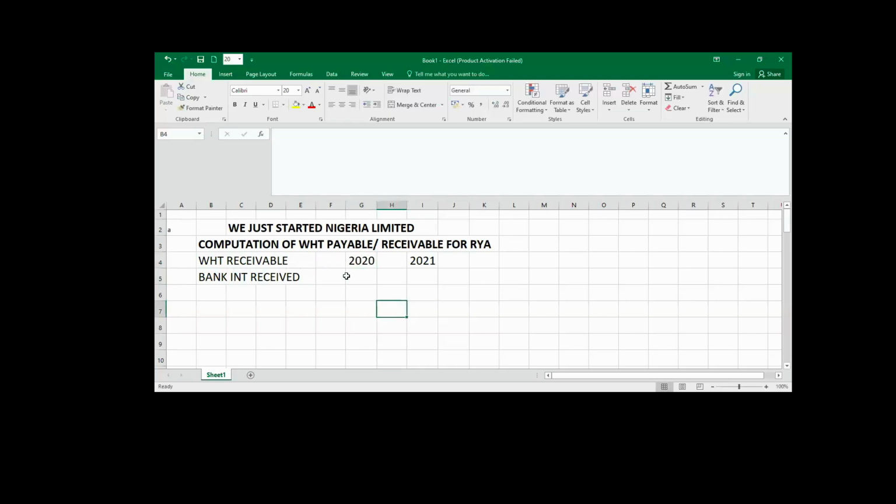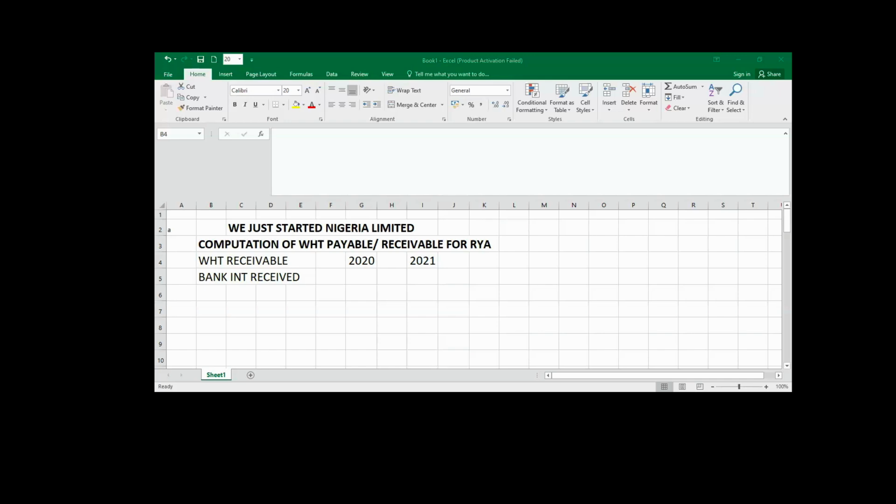So we are given bank interest received. In the information given, 2020 is 720,000 and 2021 is 1,080,000. The next thing for you is to look first at what the withholding tax rate on interest is. What is the withholding tax rate on interest? 10%. Thank you.